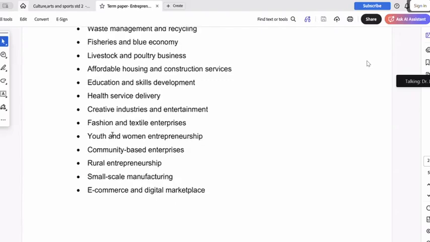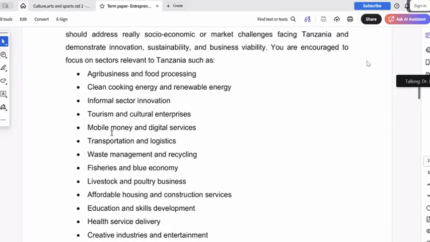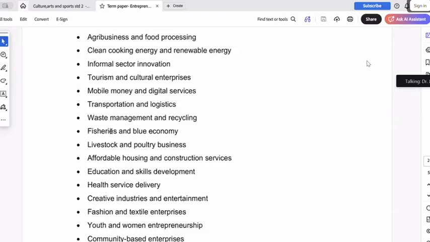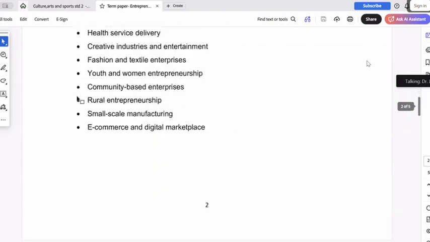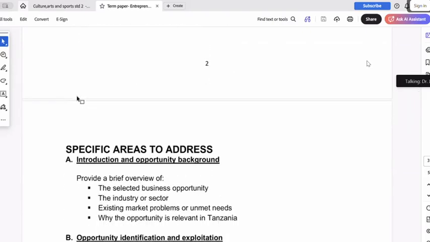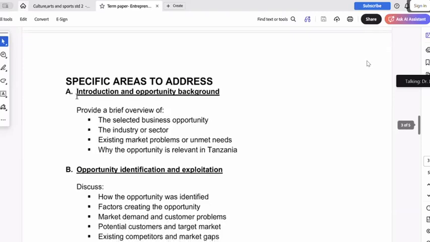But still, you are not prohibited to have anything outside of these areas or of these sectors that have been mentioned here. I think these sectors almost cover every sector that we have in our country. But if you have anything that's a little bit different to this, you're also allowed, and that's what we call innovation on your side. Specific areas to address in our term paper.